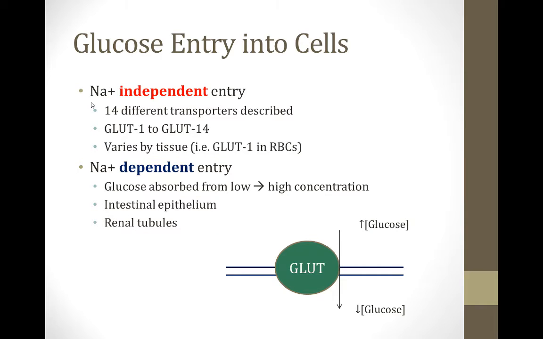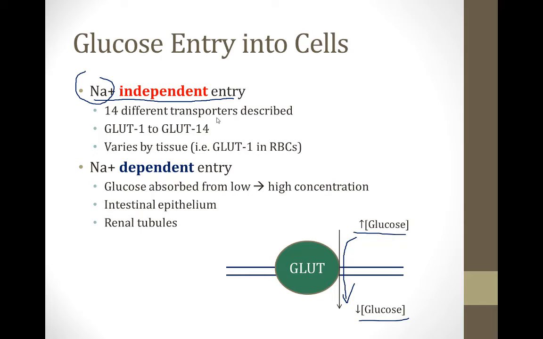There are 2 general ways by which glucose enters cells in the body for metabolism. The way that the vast majority of cells take up glucose is through sodium-independent entry. This is a type of entry that does not require sodium co-transport. I've drawn a picture of it at the bottom of the screen. There's a high level of glucose outside the cell, a low level inside, and there is a transporter that pulls in glucose down its concentration gradient.